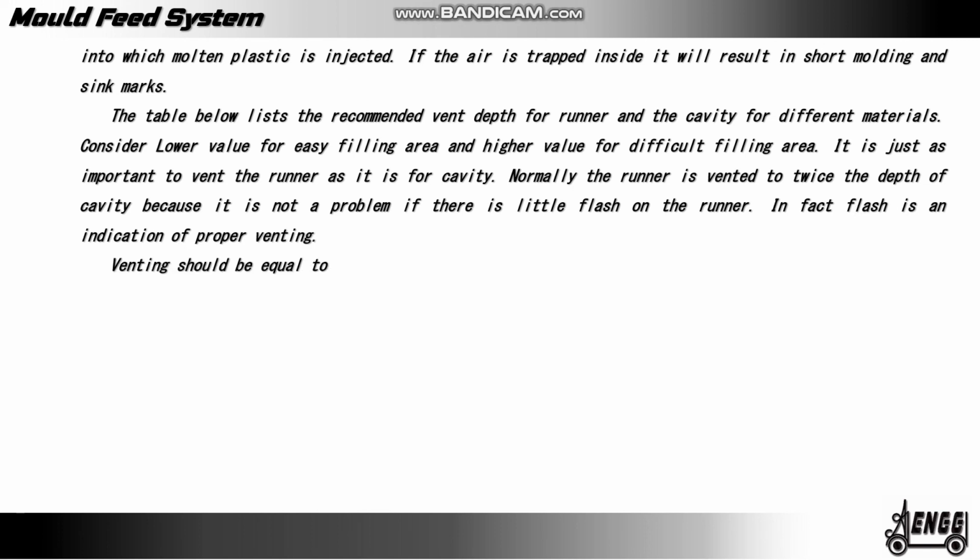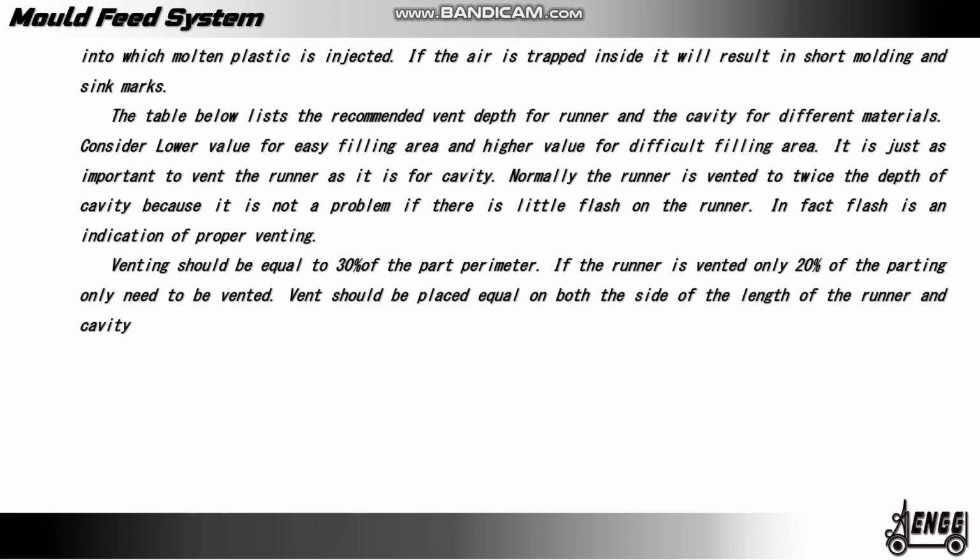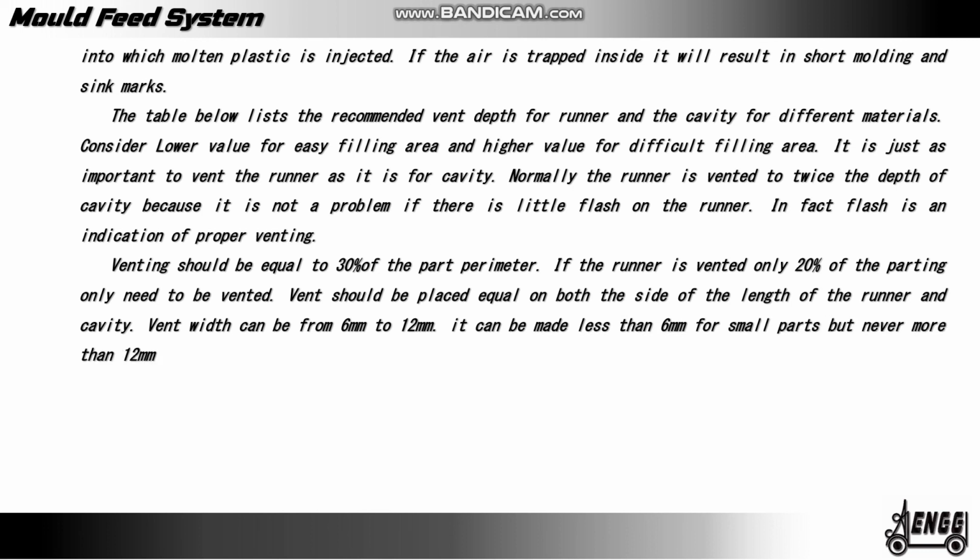Venting should be equal to 30% of the part perimeter. If the runner is vented by only 20% of the parting line, only that portion needs to be vented. Vent should be placed equally on both sides of the length of the runner and cavity. Vent width can be from 6 mm to 12 mm. It can be made less than 6 mm for small parts but never more than 12 mm, as the material may sink in and close the vent.